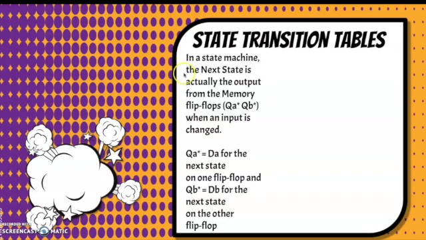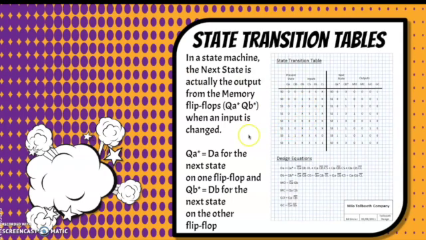So in a state machine, the next state is actually the output from the memory flip-flop. So QA, QB when the input is changed. What we're seeing here in the transition table is that QA is equal to DA for the next state on one flip-flop, and QB is equal to DB for the next state on the other flip-flop. So that's what we're looking at.